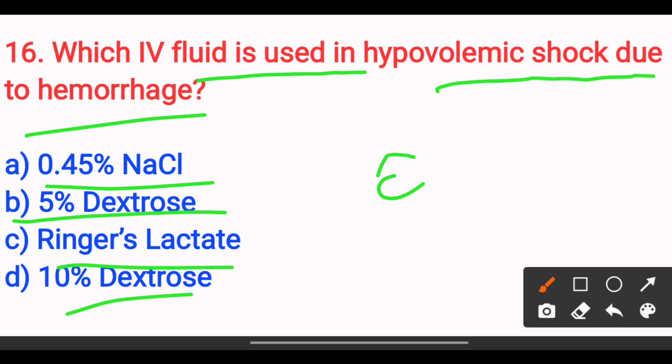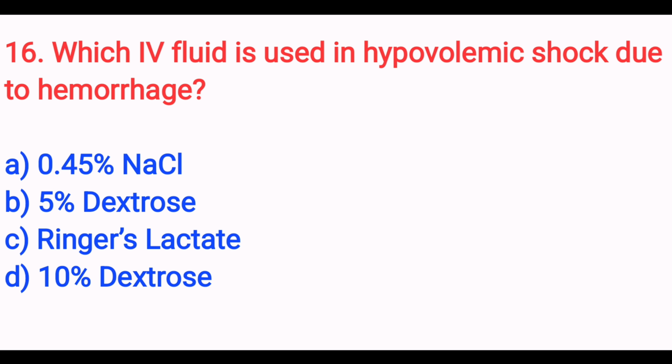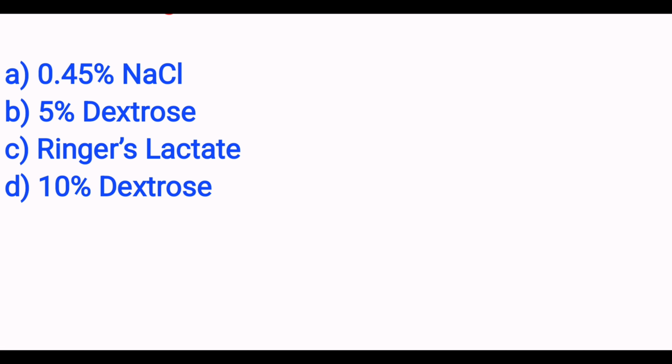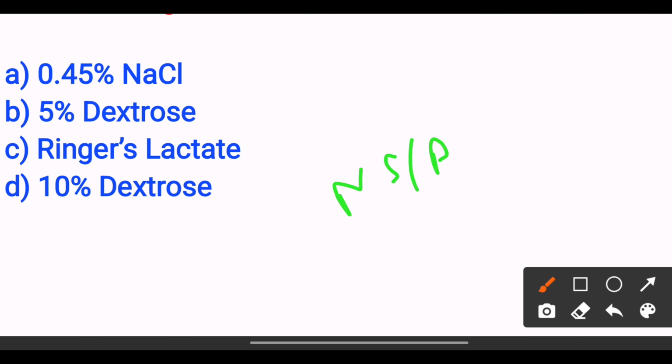option C, Ringer's lactate. Because in trauma hemorrhage, isotonic crystalloids like NS and RL are the first choice for replacement. Dextrose is not used.